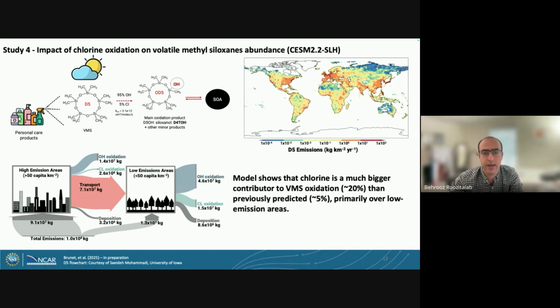So in this study, we developed the emission inventory for D5, and then tried to look at the distribution of D5 and its oxidation products. And one interesting thing that we found was that although the lab experiment predicted about 5% oxidation through chlorine, the model showed about 20%, so it's much larger, and it's one of the interesting results.